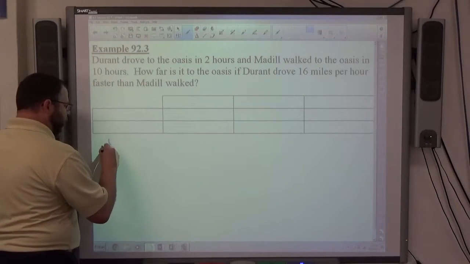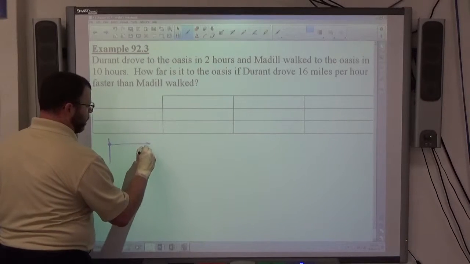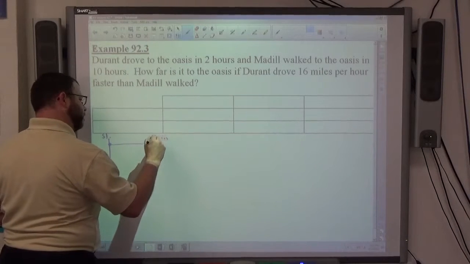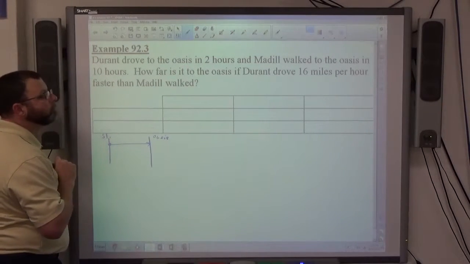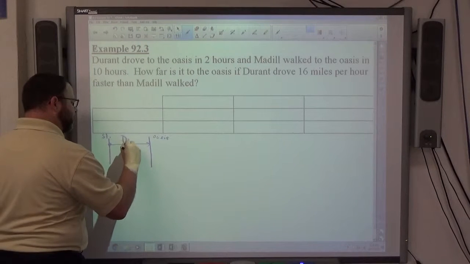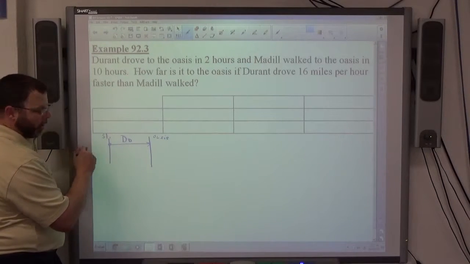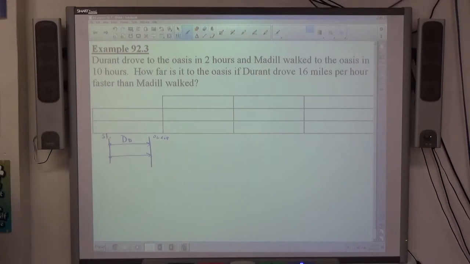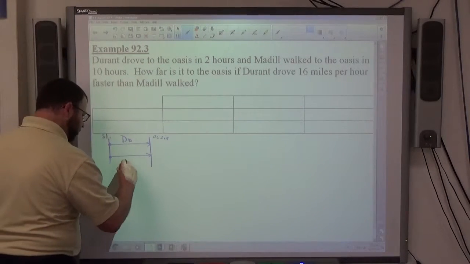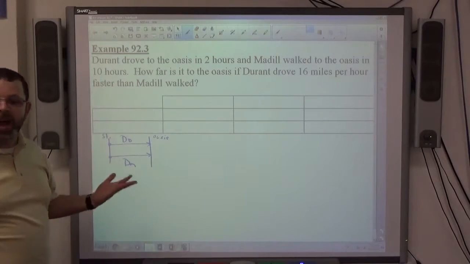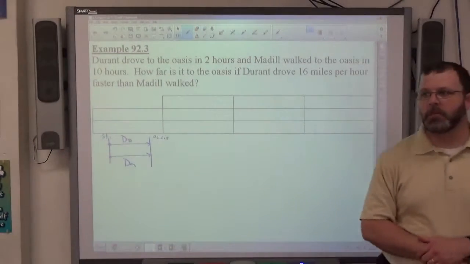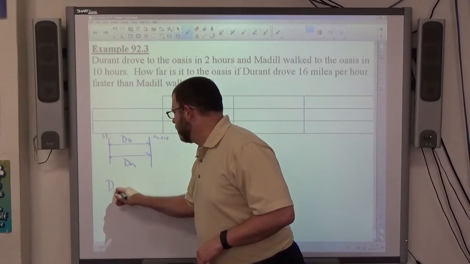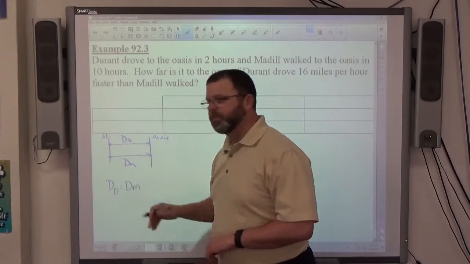So here's where Durant's starting and he is going to the Oasis. How far did Durant go? We don't know. So this is the distance Durant went. Medill walked to the Oasis. He started at the same point Durant did, and he went the same amount of distance. Again, I don't know how far either of them went, but I do know they went the same amount of distance. All right, so Durant's distance is equal to Medill's distance.